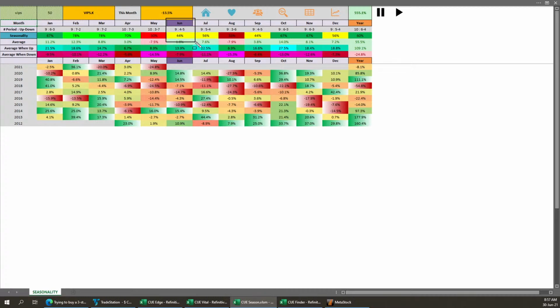We are at the end of June. Seasonality is neutral 44% of the times. How many times? 9 years. Not a lot of data, relatively new company. Out of 9 years, 44% of the times it was up in June. In July, it is a little bit better, but still there is no trade based on seasonality.